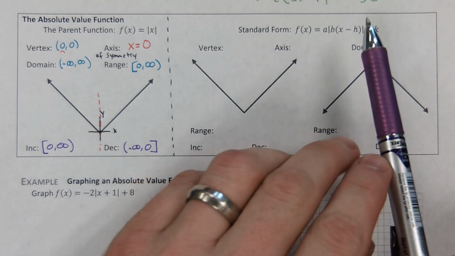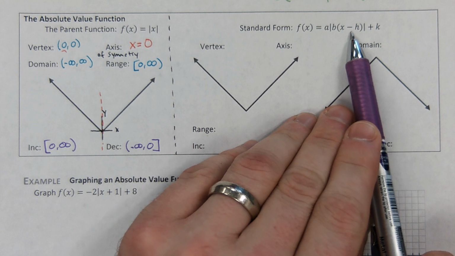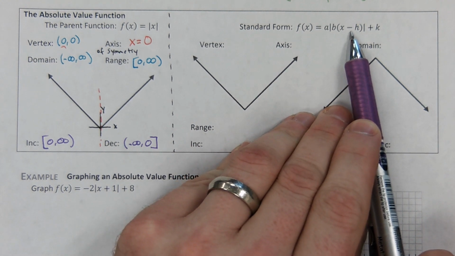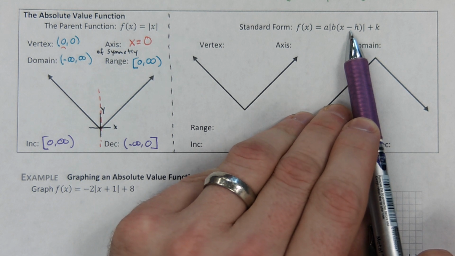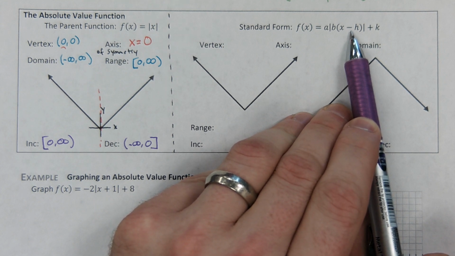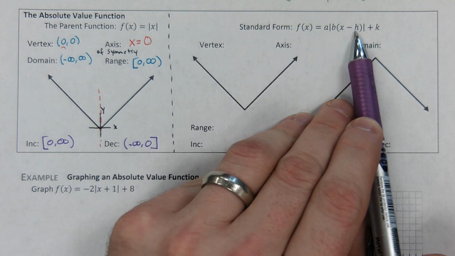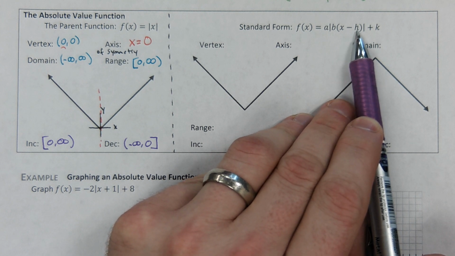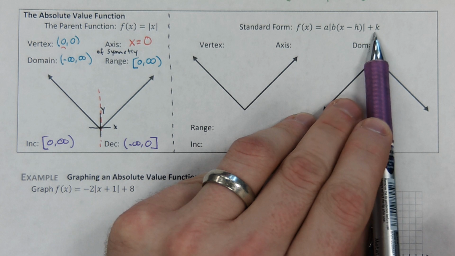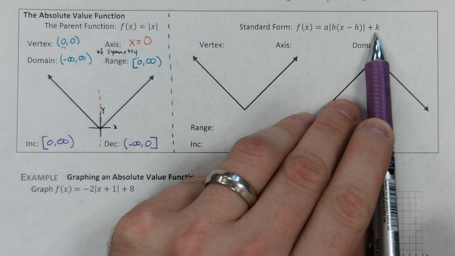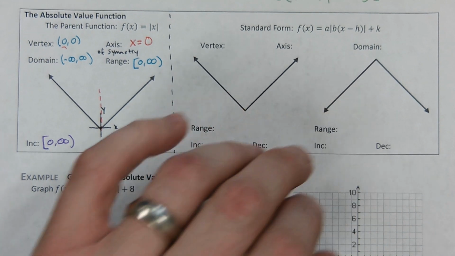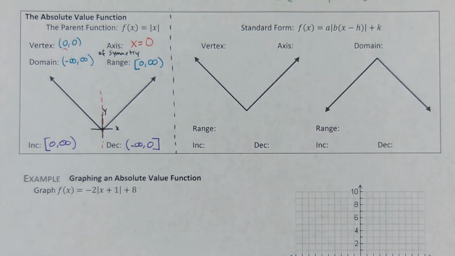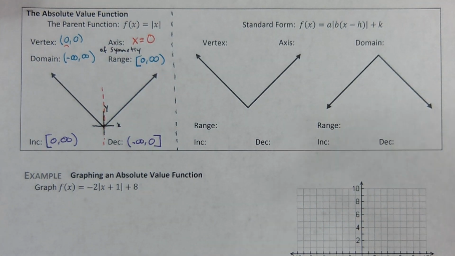First, horizontal, inside, opposite. Inside changes do the opposite of what they look like. So this has been shifted, the way this is written, to the right, some value. How far was it shifted? H, to the right. Vertical, outside, same. This has been shifted up. How far up? According to the letter, because it says plus. K. That means the vertex from standard form of an absolute value is the letters H, comma, K.